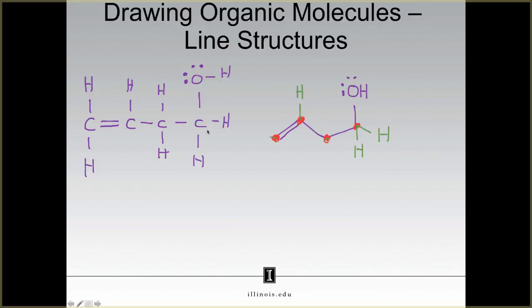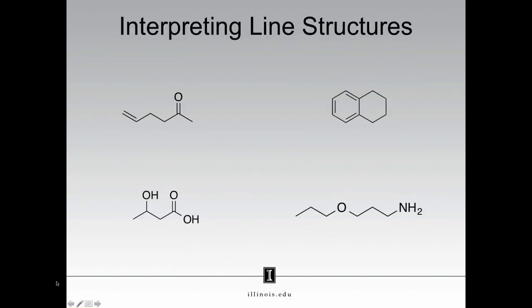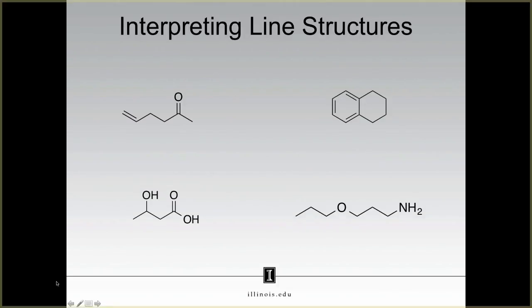Now let's get some practice interpreting line structures. On this slide, I have 4 line structures. Let us go ahead and identify the carbon atoms in the line structure in the upper left. Remember that every corner, every intersection in a line structure is a carbon atom, so let's go ahead and find those. One here at the end, one here, and we continue down the line structure.